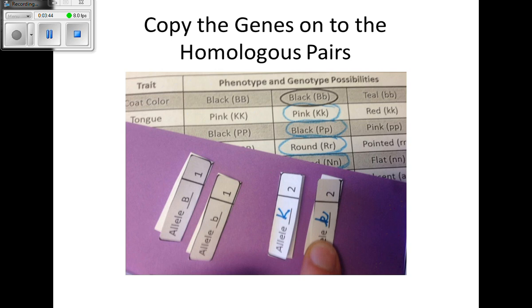When you are done with that, you want to write on each of the homologous pairs. You want to give each chromosome one of the genes. So, for instance, on chromosome 2, I gave a big K to one chromosome and a little k to the other chromosome. This is my genotype. One gene came from the mother, one from the father. You are only writing on the front side of those chromosomes. Remember, we're pretending like the back of the chromosome does not exist.